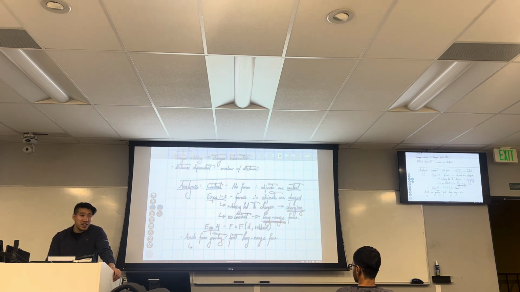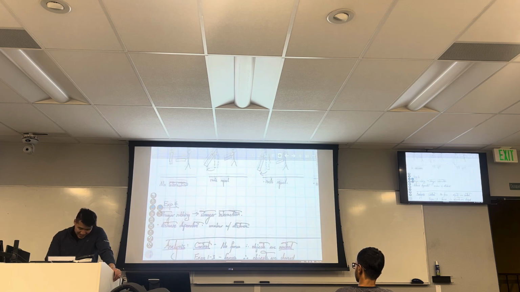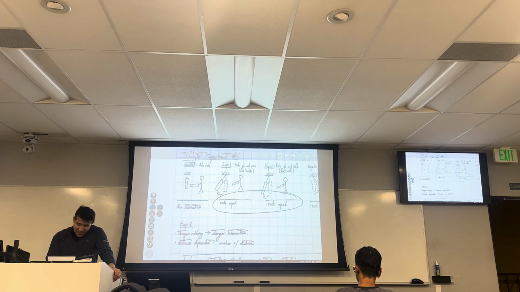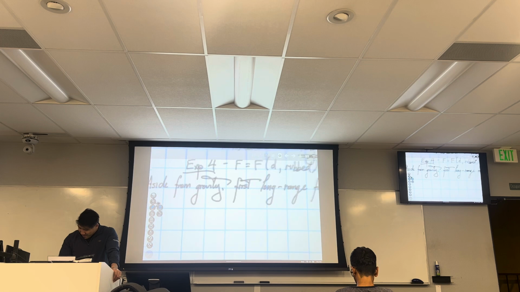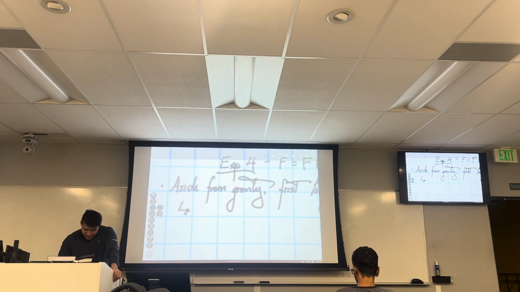Gravity can only attract. What did we see here? There's a push force, a repelling force. So, this repels.